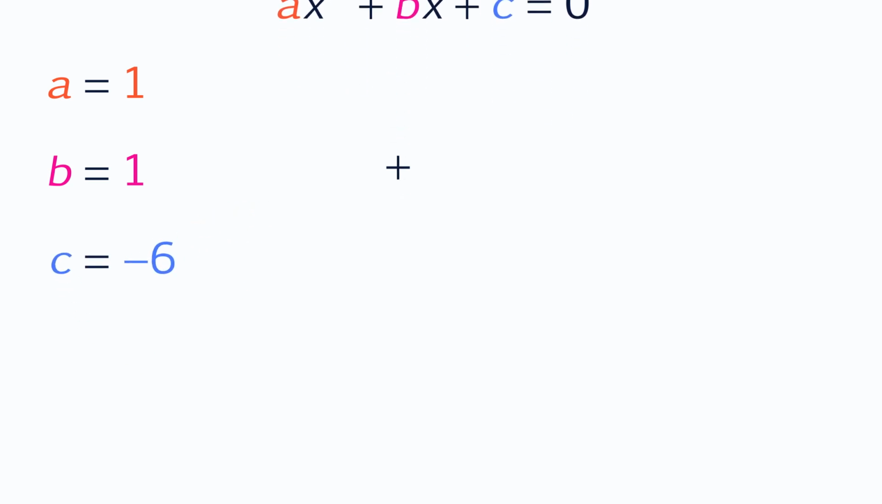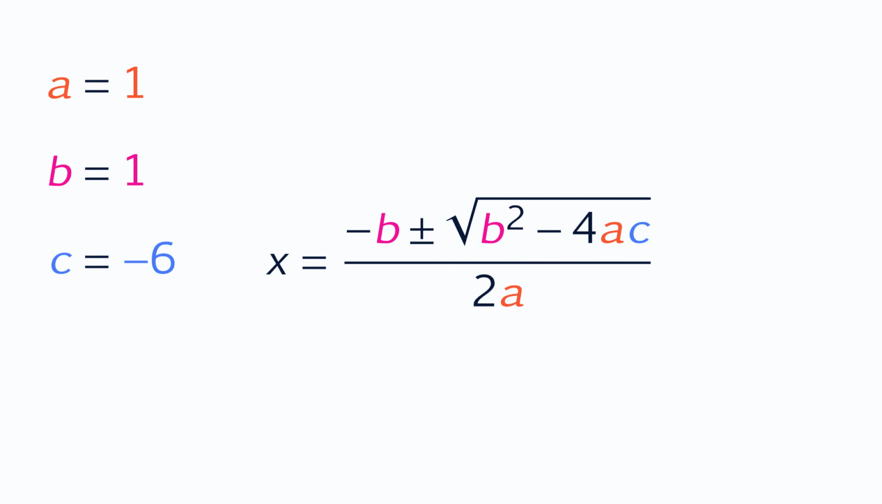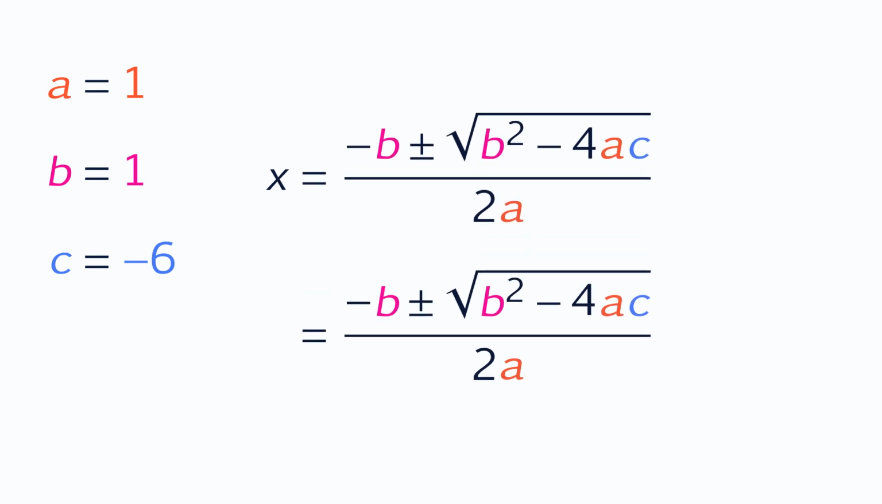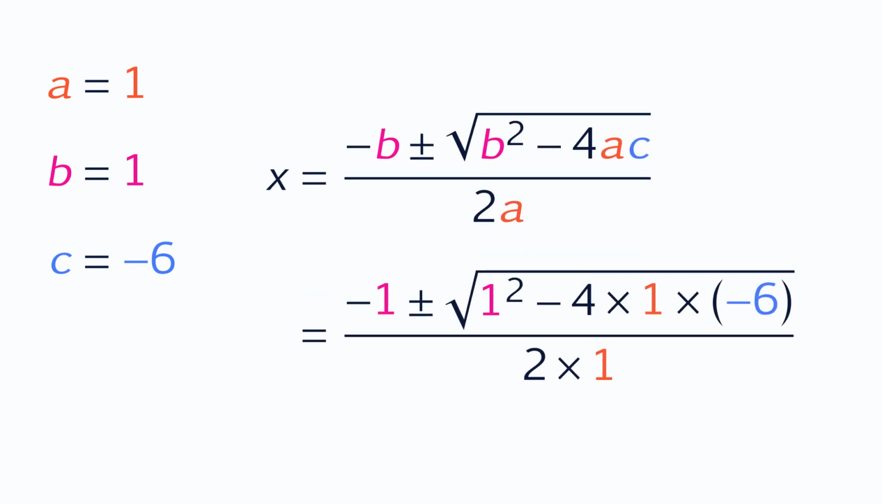Now let's solve the equation. Always start by writing down the quadratic formula. Now you can insert the coefficients. Remember to use parentheses around negative coefficients. That gives you the following. x equals minus 1 plus or minus the square root of 1 squared minus 4 times 1 times minus 6. All of that goes over 2 times 1.